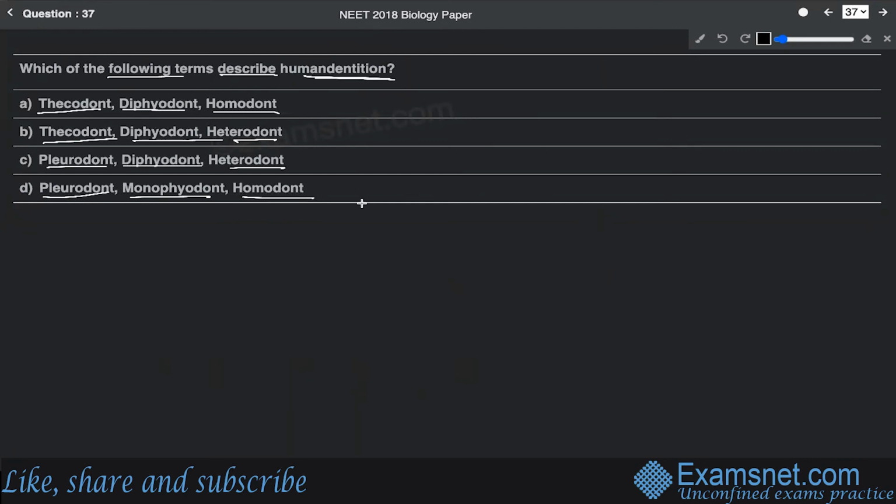Now this question has been asked from the chapter of human nutrition, that means the digestion and absorption chapter from your 11th standard. Let me tell you that humans basically experience three types of dentition during their entire life cycle.